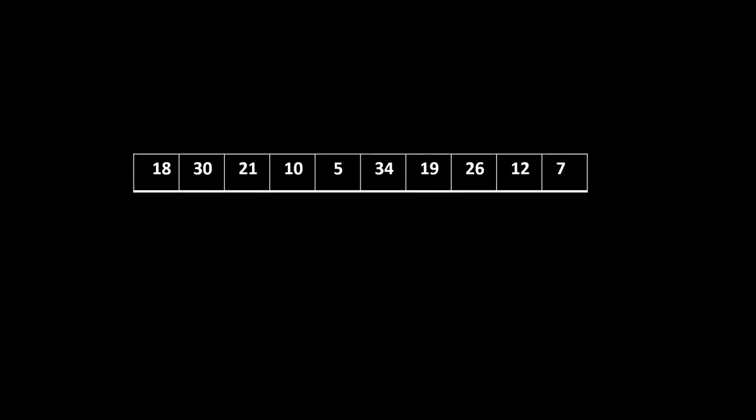So let's suppose this is an input array having elements 18, 30, 21, 10, 5, 34, 19, 26, 12, 7. This is an unsorted array with the size of the array being 10. What insertion sort basically does is divide the array into two parts, sorted and unsorted. The first element is considered to be a sorted array. Here 18 is a sorted array.